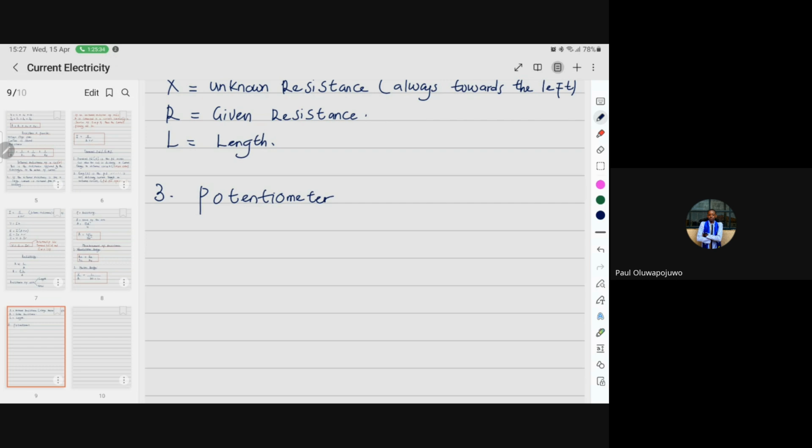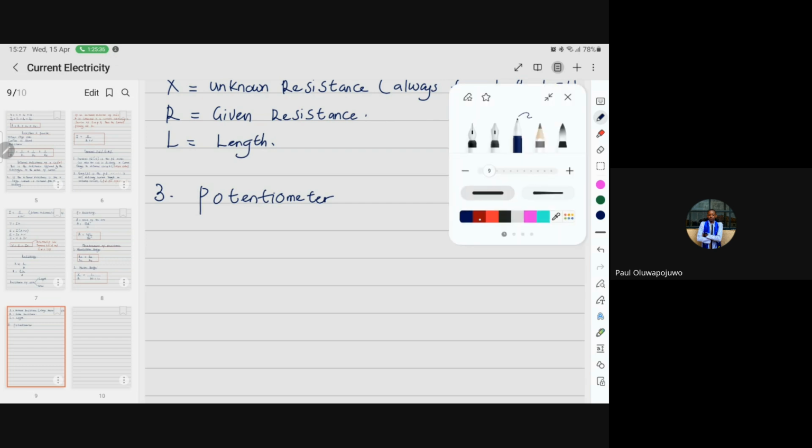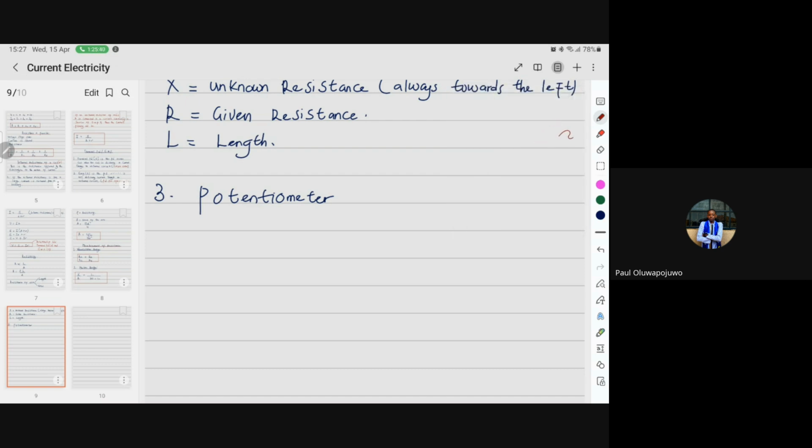Do you have anyone on the Wheatstone bridge? Sorry, anyone on what do you call it? That meter bridge. I think the meter bridge is there. Yes, sir.